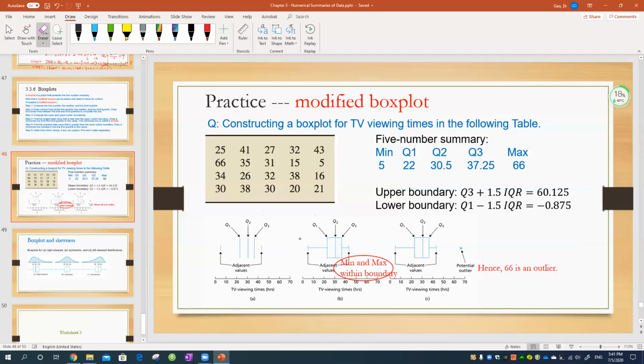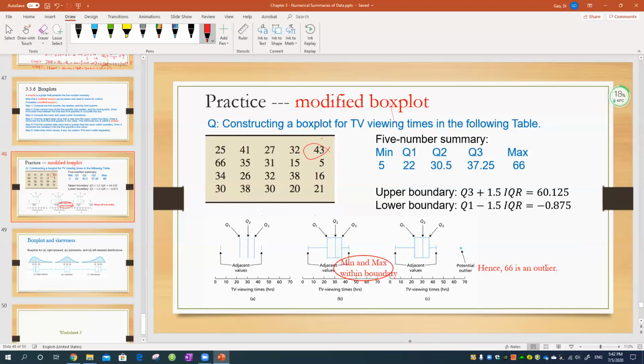Actually, it's 43. So we're just going to draw this 43 here. So it's about right. So this is the 43, the maximum within the boundary. And then we connect this with a little bar to the box we just made, and then it is a complete box plot.